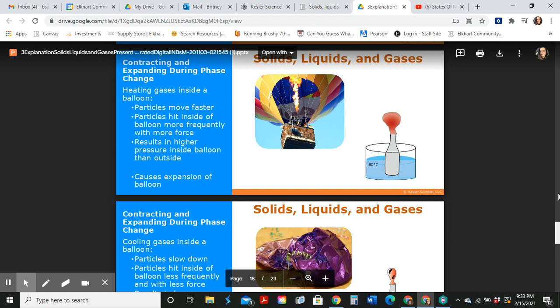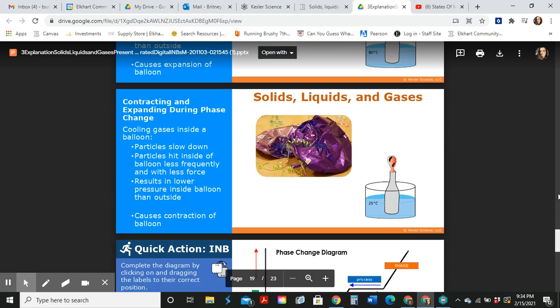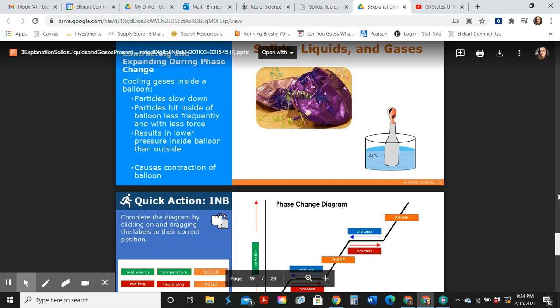Heating gases inside of a balloon. Particles move faster, and particles hit the inside of the balloon more frequently and with more force. This results in higher pressure inside the balloon than outside. This causes the expansion of the balloon.